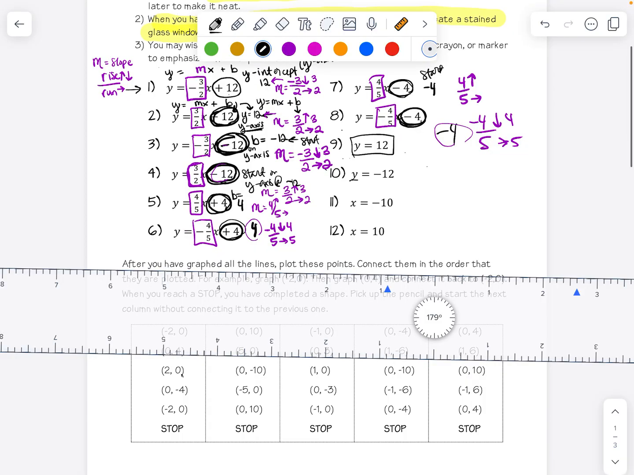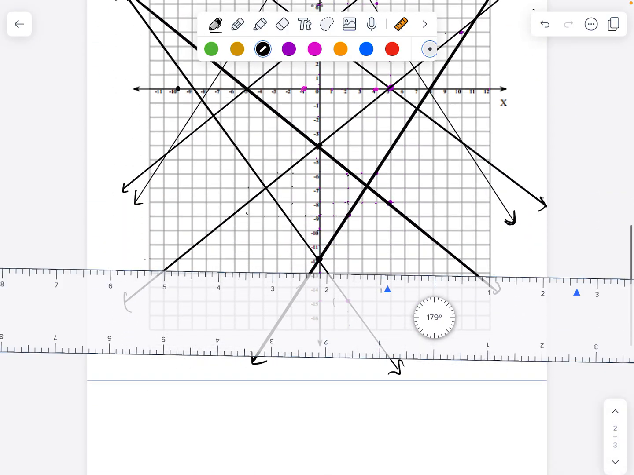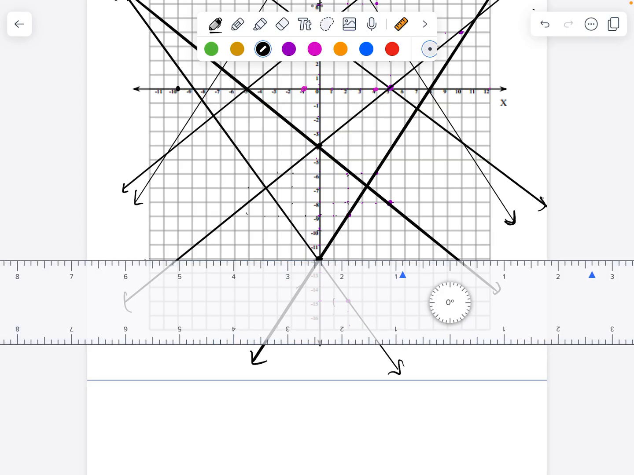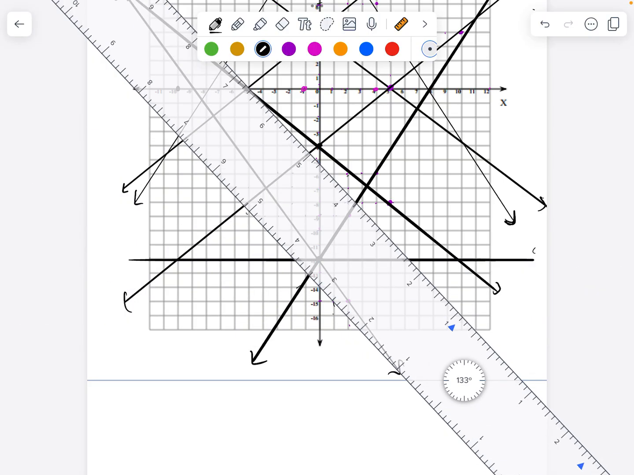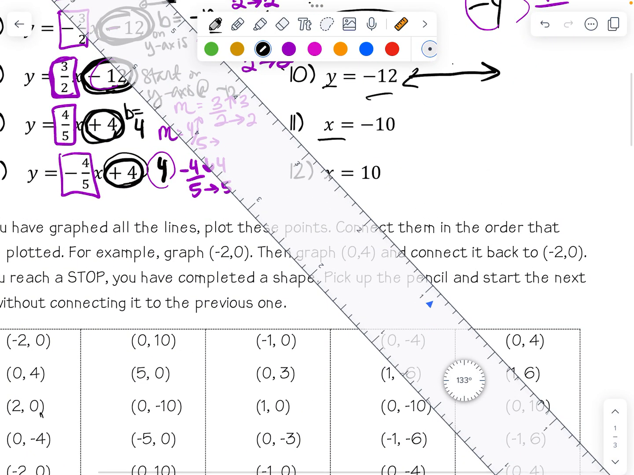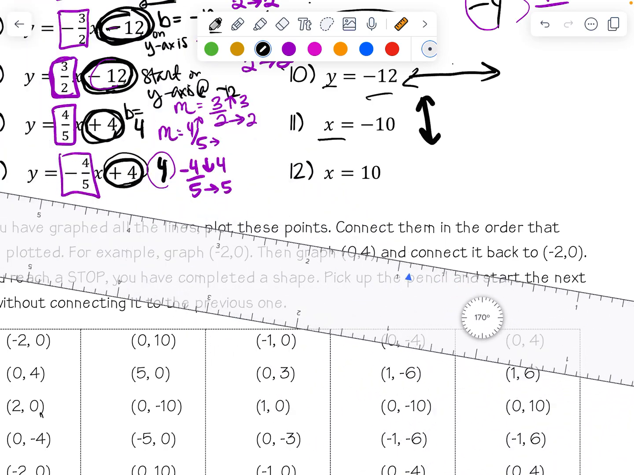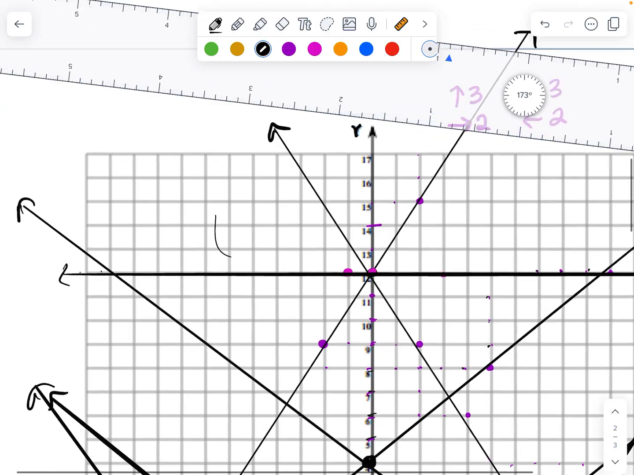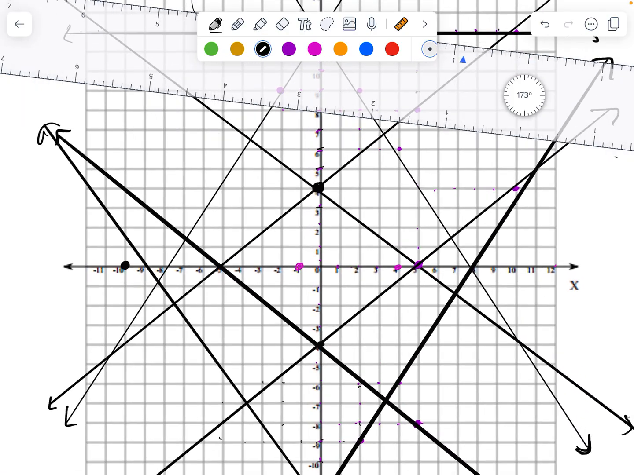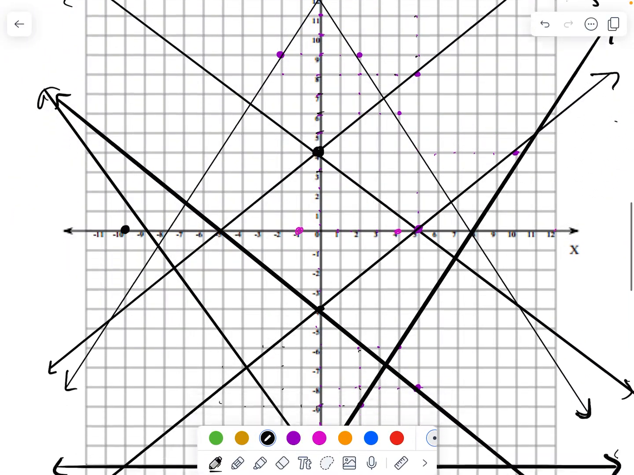Next, my y is -12. Again, it's going to be a horizontal line at -12. Okay, next, what if my line is x is -10? Well, it's not going to be a horizontal line. It's going to be a vertical line with a slope of, I'm sorry, a slope of undefined. Let's go to -10. Here's -10. So it's going to be the opposite length.